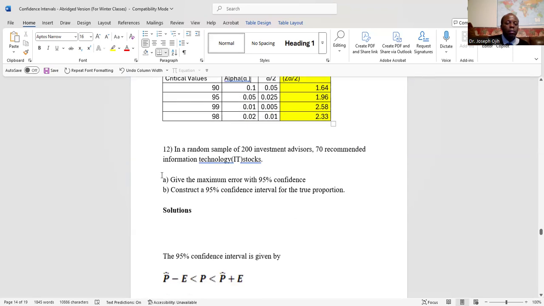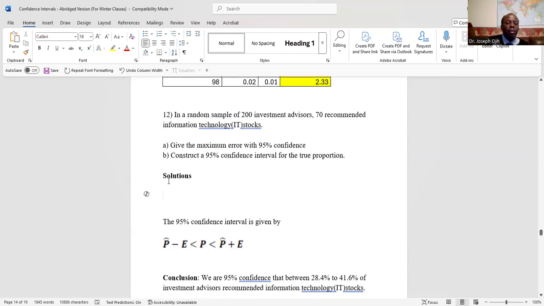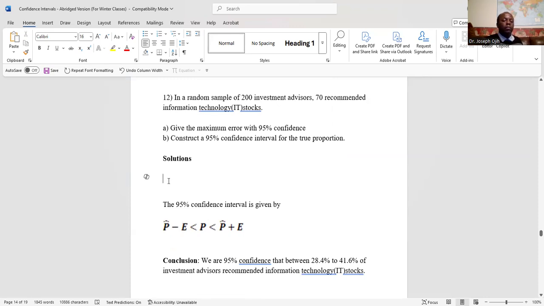It says here, in a random sample of 200 investment advisors, 70 recommended IT stocks. So give the maximum error with 95% confidence. Then construct the 95% confidence interval for the true proportion.